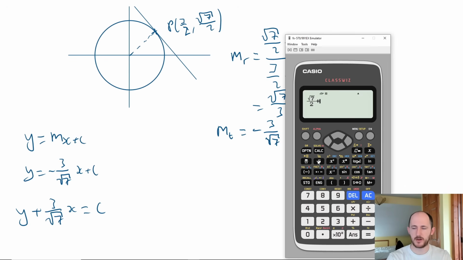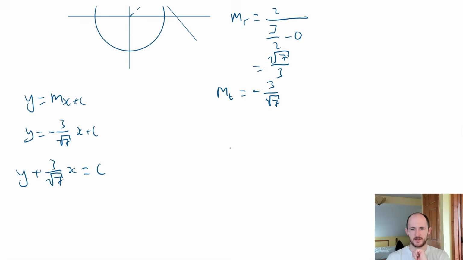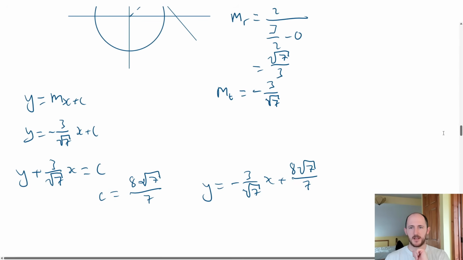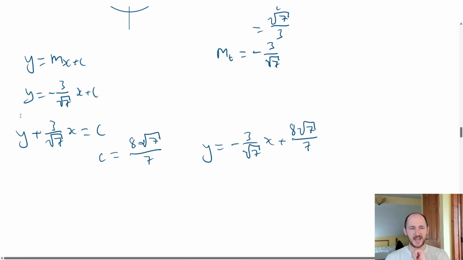Then we have plus 3 over root 7, which is absolutely disgusting, but is what it is, times x, which is 3 over 2. What an absolutely hideous answer that is. But that's okay, because it is correct. Root 7 over 7. So our equation is y is equal to minus 3 over root 7 x plus 8 root 7 over 7. What a question. What a question.